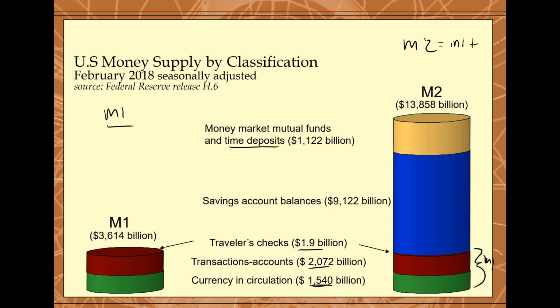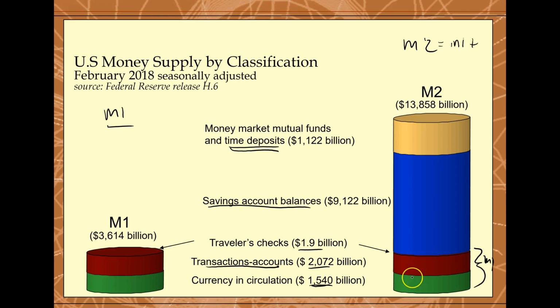That's the U.S. money supply. Now take a look at this. Don't you find something interesting? The largest component are savings account balances. So when you combine savings account balances, transaction accounts, and time deposits, banks are in charge of creating those things. So the largest portion of our money supply is created by banks.